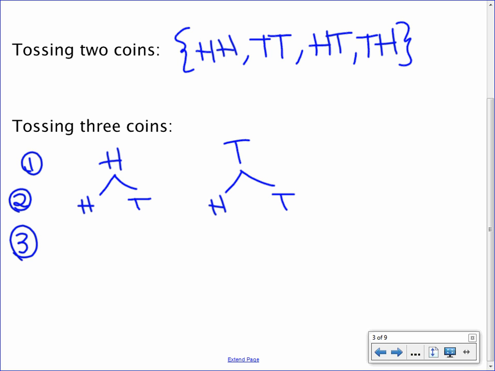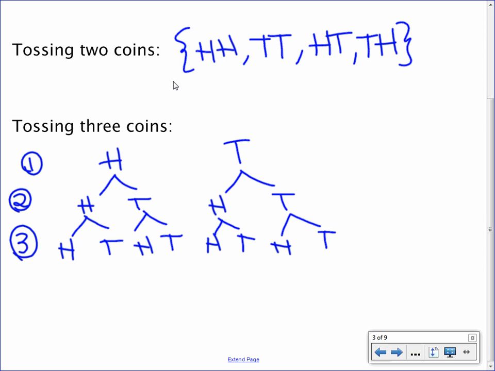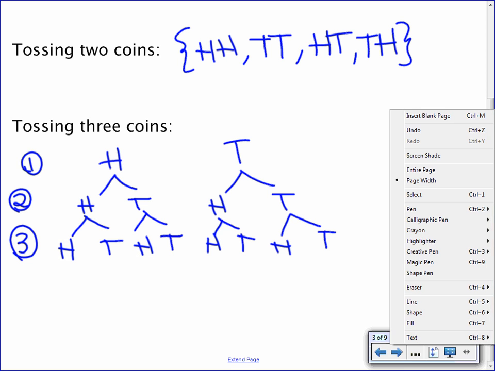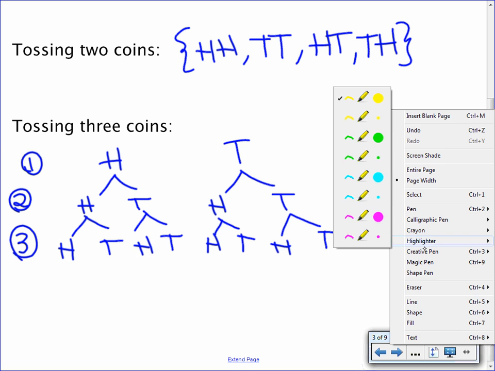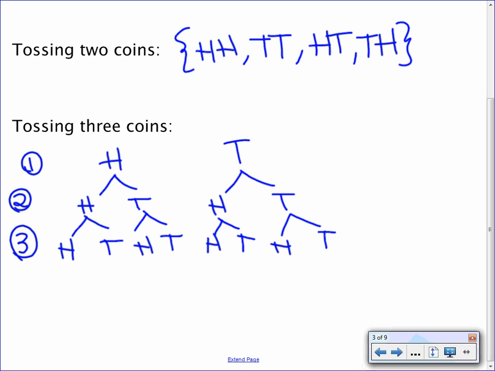Our third flip, we could have heads or tails. So it looks like more of a pine tree. Now, when we're talking about our sample space, heads, heads, heads is one possibility. Tails, tails, tails. Okay, so let's go through and write all these.